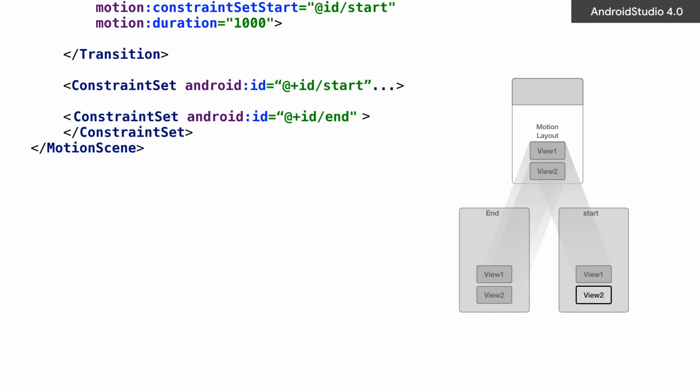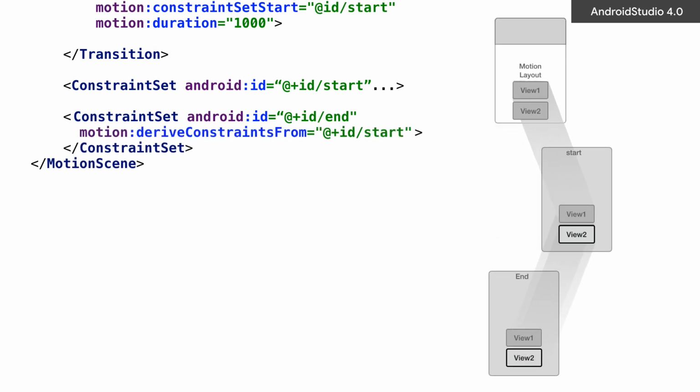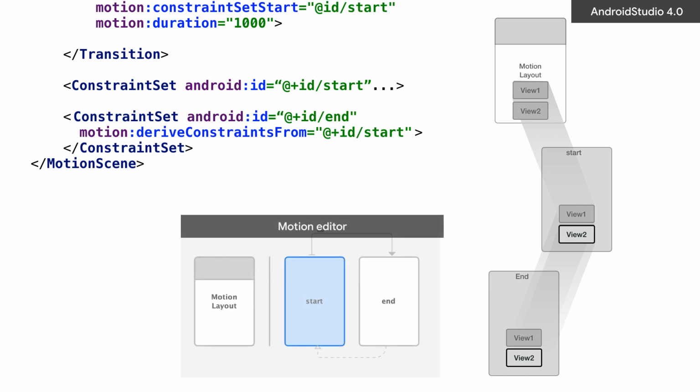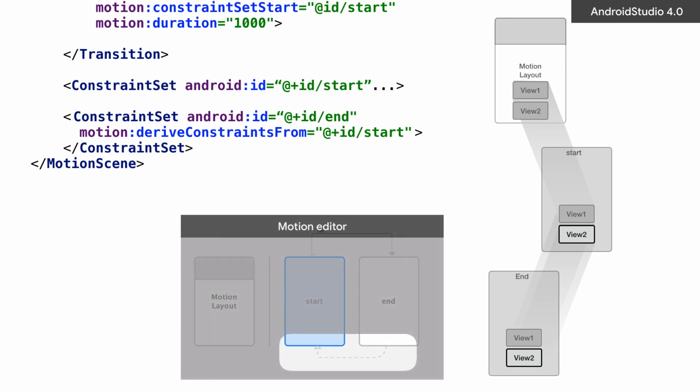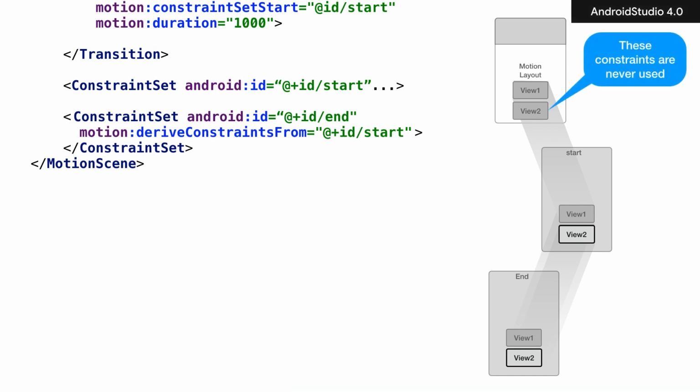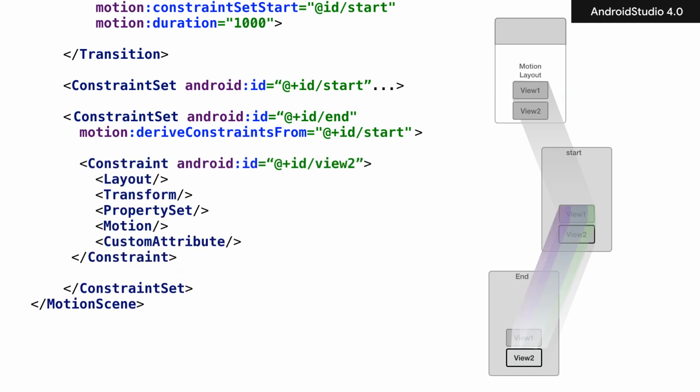Another powerful feature of constraint sets is deriving them from other constraint sets. If we add the tag derive constraints from, we can see that end now derives from start. This is how we represent derive in the motion editor. Deriving constraints is useful when you want to build states that are variants of other states. Sometimes you don't want to override all the attributes, just a subset.